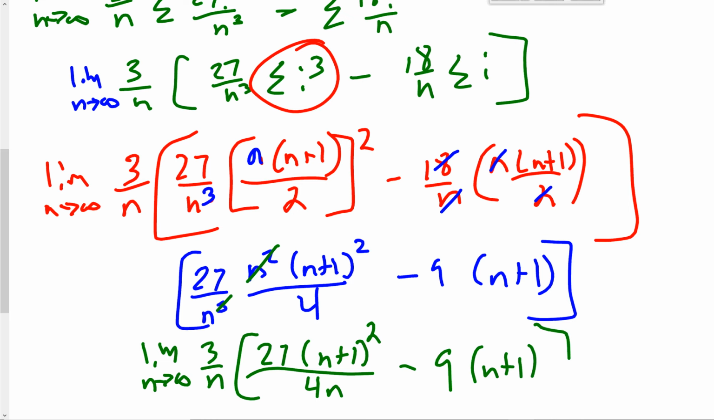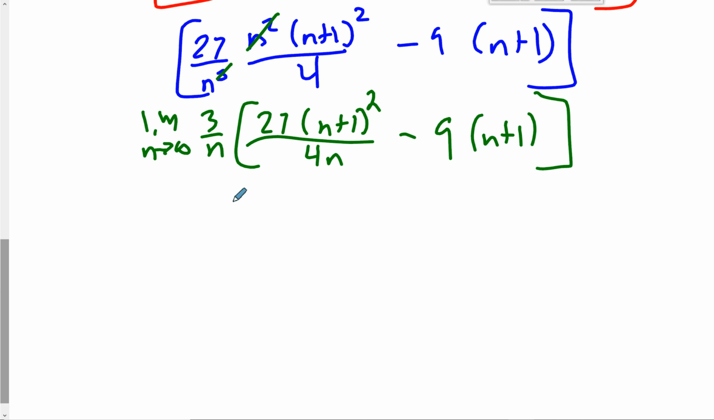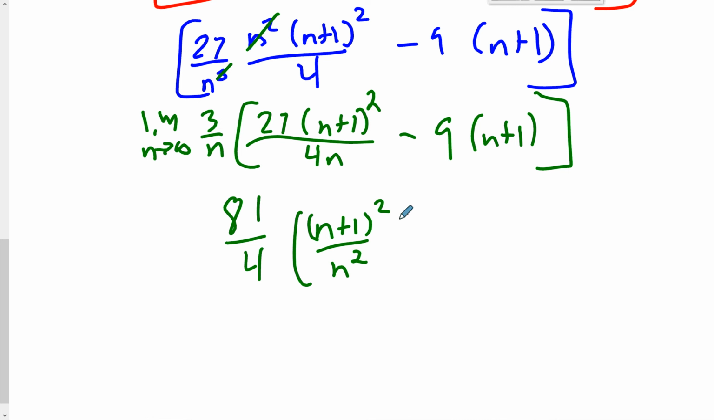So I can distribute that 3n now. So let's distribute that 3n. That's 81 over 4 and n squared on the bottom. So we have n plus 1 quantity squared over n squared. Okay. And then minus 27 over n plus 1 times n plus 1 all over n.